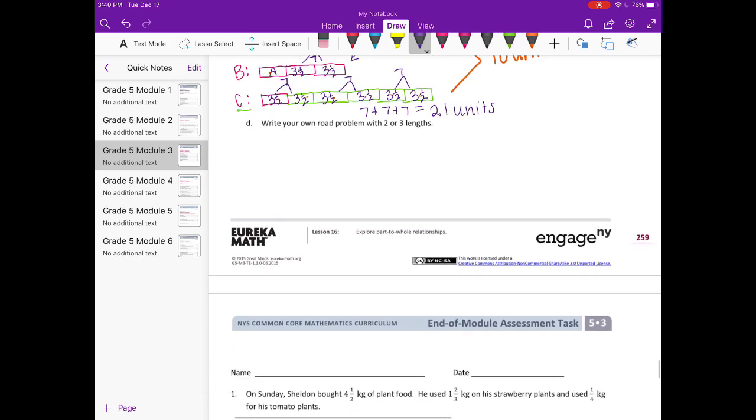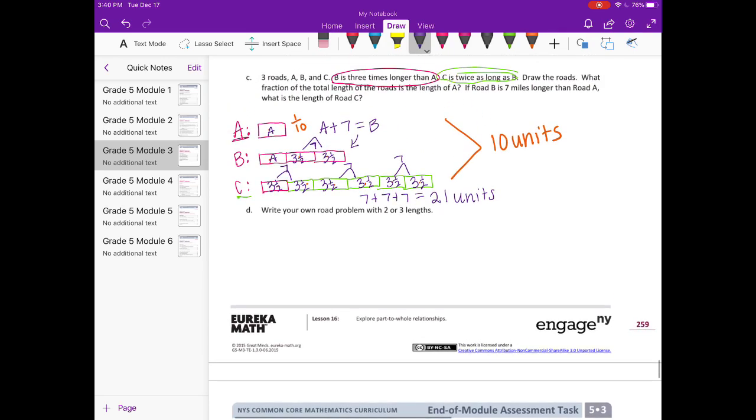D, write your own problem with 2 or 3 lengths. So this has endless possibilities. You just need to write your own problem, like C. It wants you to have two or three lengths. So you could just have roads A and B if you want to keep it simple.